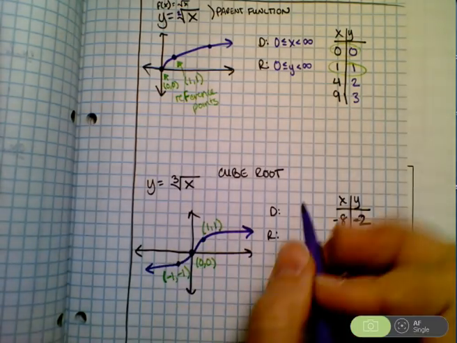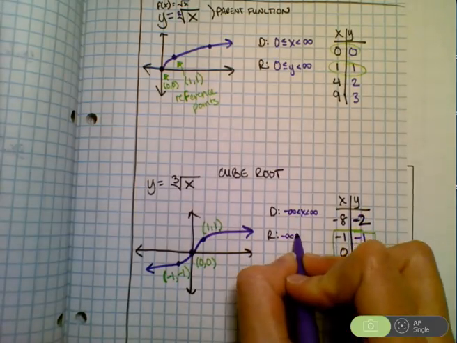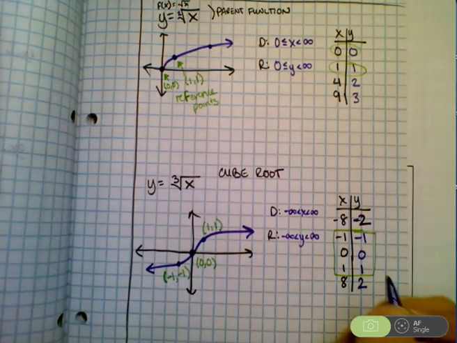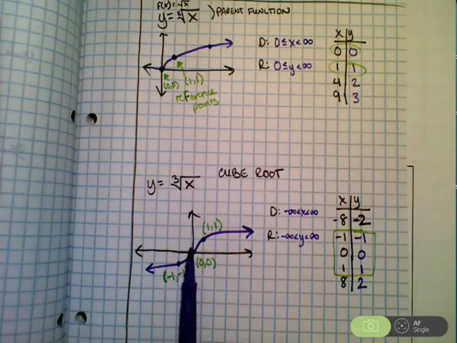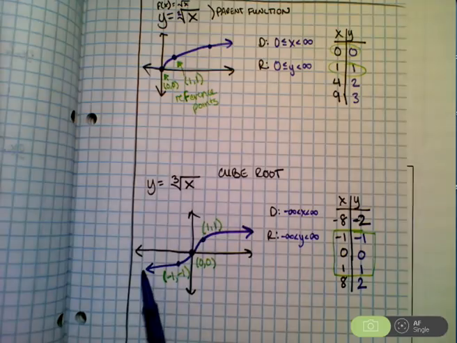Domain, arrows on both ends. So domain is negative infinity to infinity. Range is also negative infinity to infinity. Again, it doesn't get very big or very small fast in the y direction, but it does go on forever in those directions. Okay, so those are our basic functions.